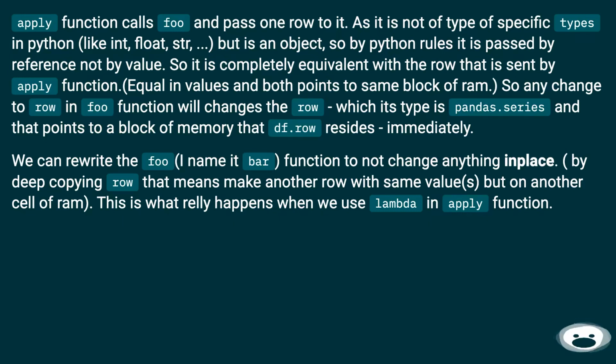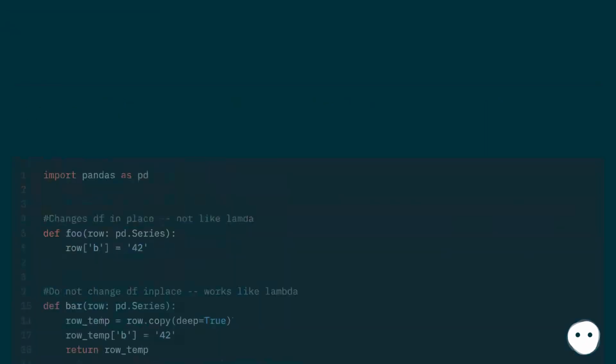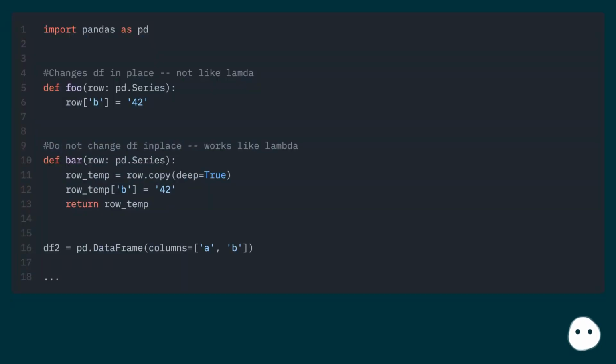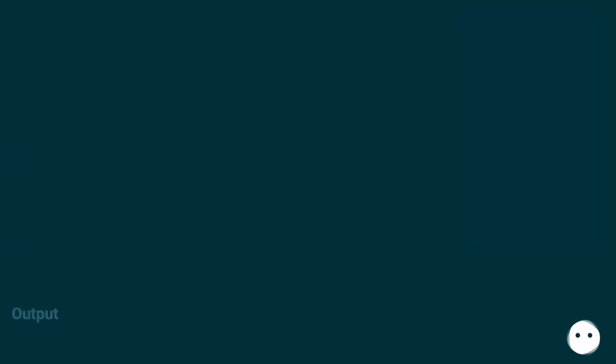We can rewrite foo, which I name the bar function, to not change anything in place, by deep copying the row, that means making another row with the same values but in another cell of RAM. This is what really happens when we use lambda and the apply function. Complete code. Output.